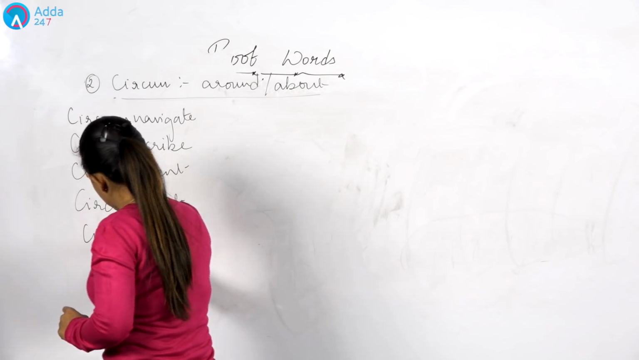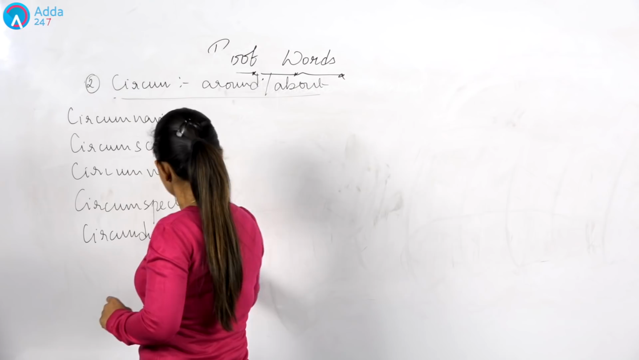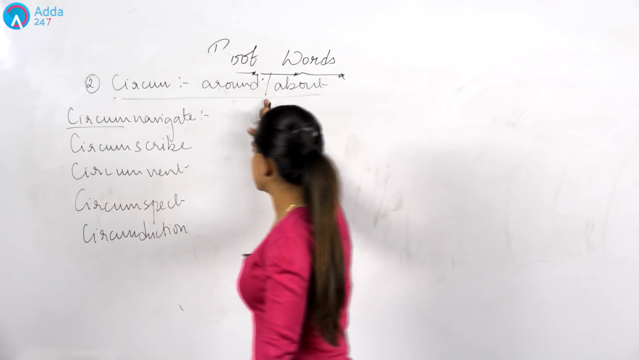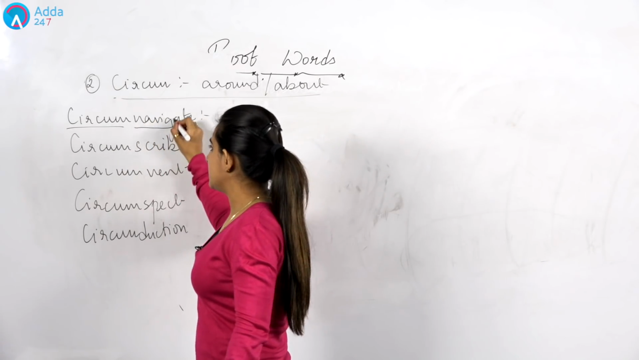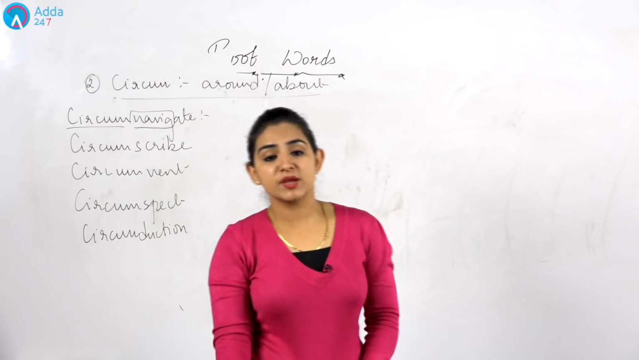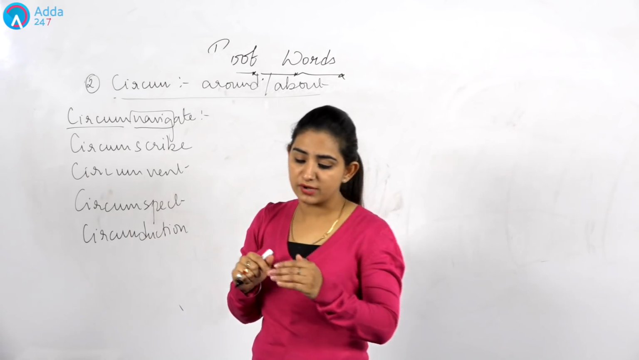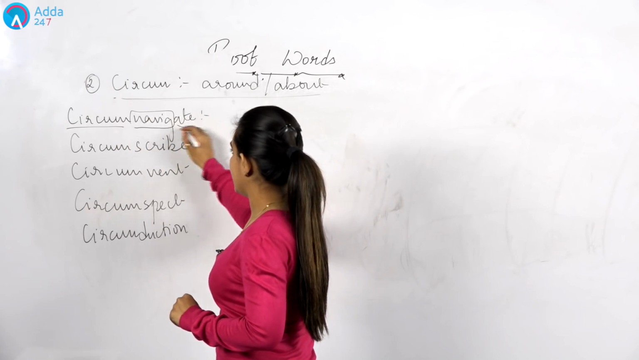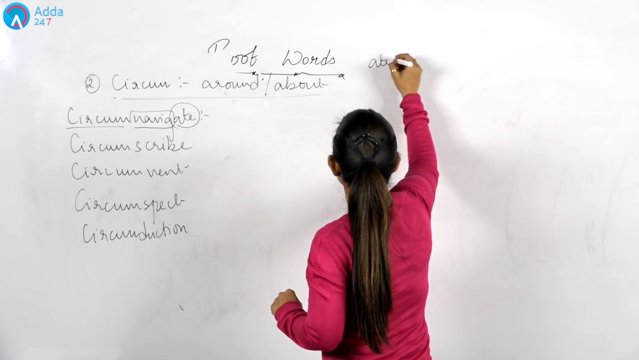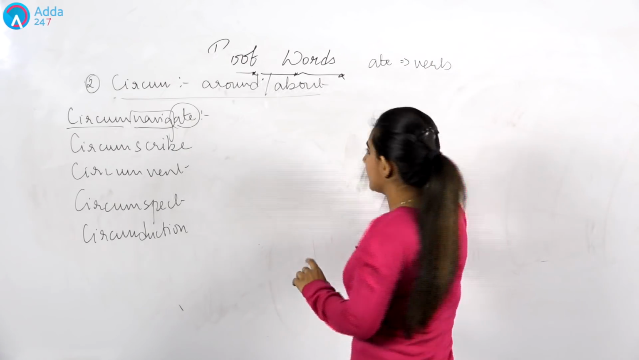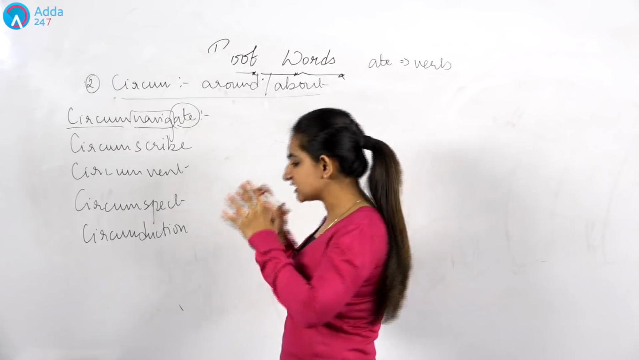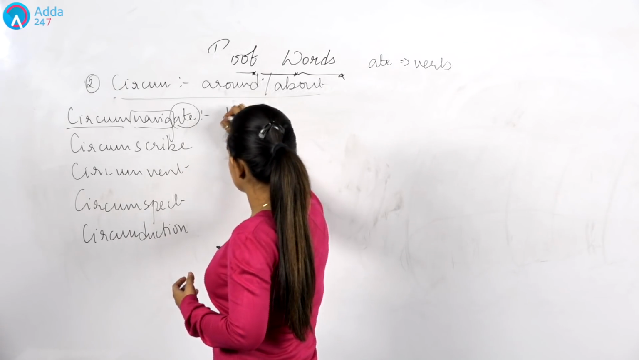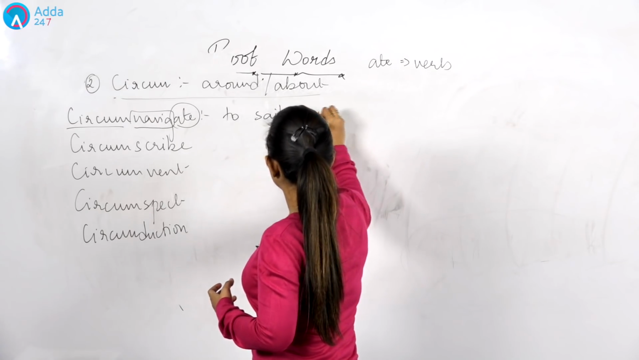Then you have circumduction, right? Now, when I say circumnavigate, the word is circum, it says around. When I say navig, this means when you try to find out a path, when you try to find out a road. So circumnavigate, A-T-E. Whenever we have this ending, this refers to a verb. So circumnavigate, what does this mean? This is specially associated to ships, okay? So circumnavigate means to sail around, right?